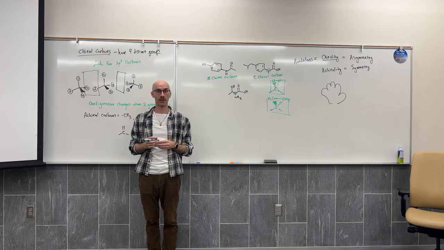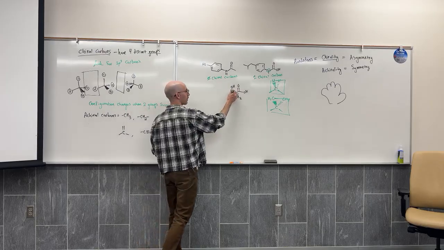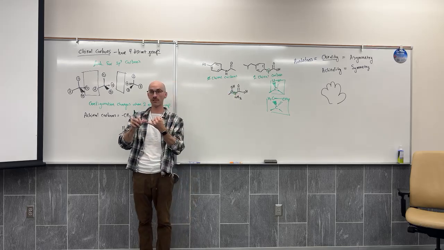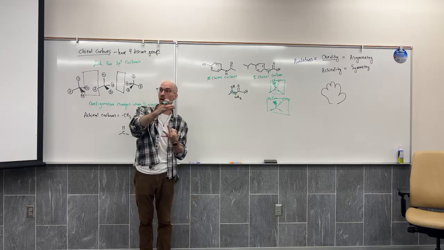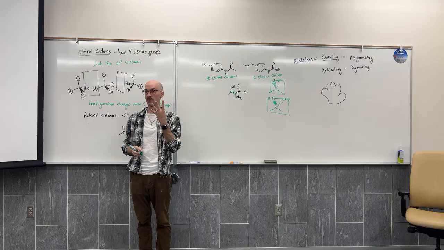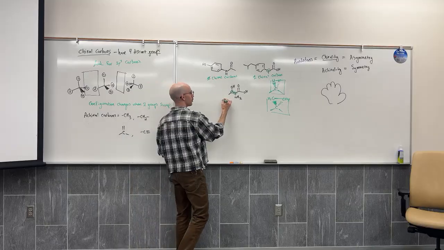The one bonded to the alcohol. The secondary alcohol carbon. Bonded to OH, bonded to methyl, bonded to the rest of the molecule, bonded to hydrogen. 4 distinct groups, 2 chiral carbons.